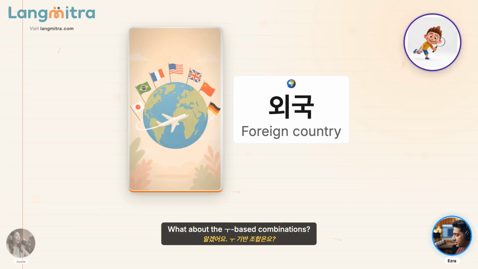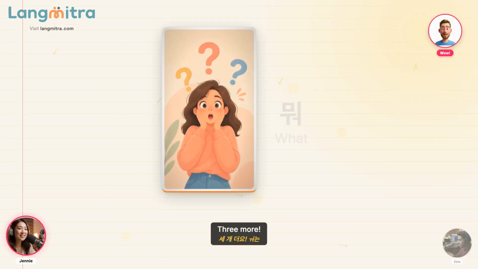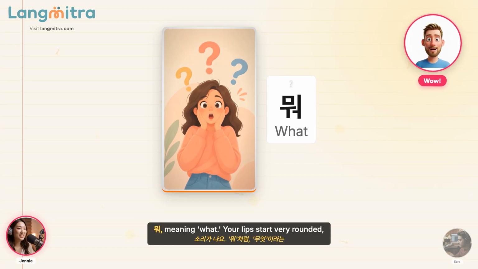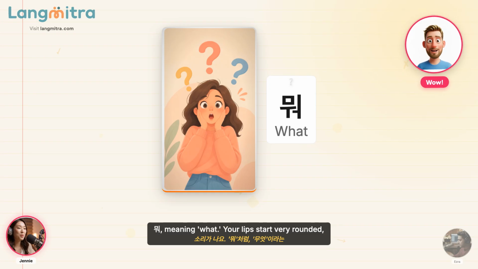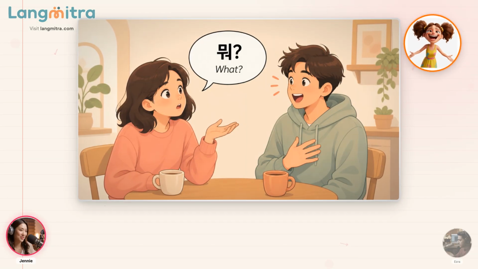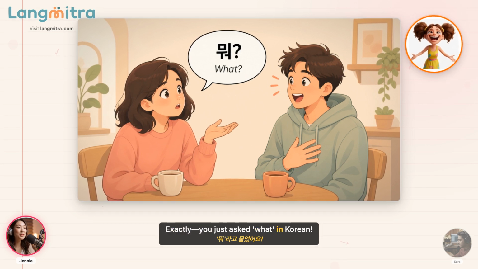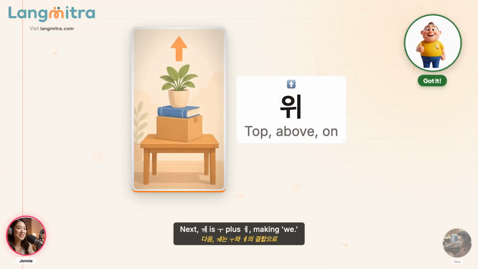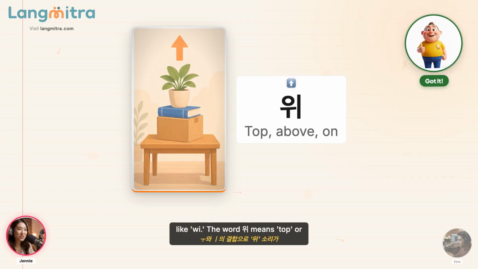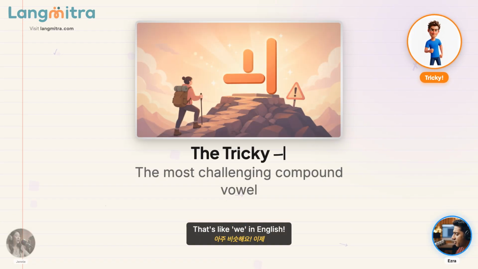Got it. What about the U-based combinations? 3 more. Wa is u plus a, making wa, like moi, meaning what. Your lips start very rounded, then relax. Try it. Moi? What? Ha, exactly. You just asked what in Korean. Next, we is u plus e, making we. And u is u plus e, also sounding like we. The word we means top or above. We. That's like we in English.